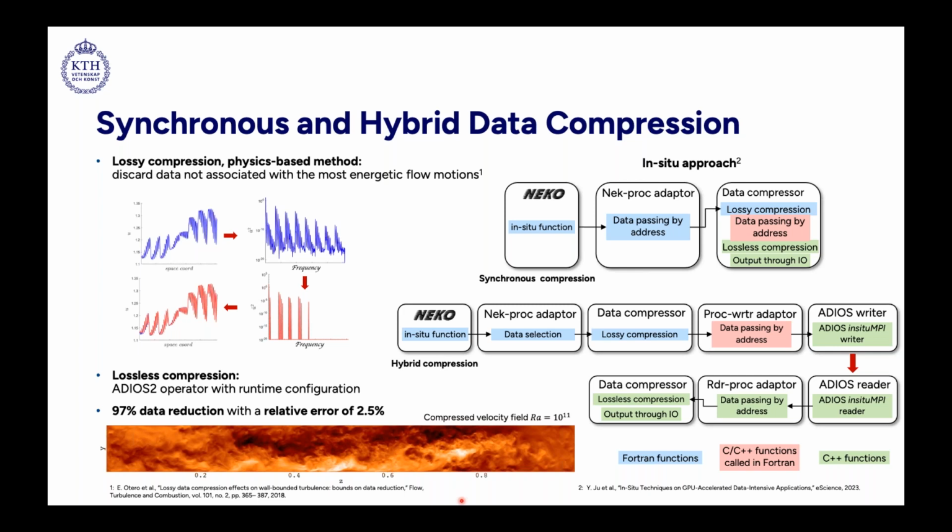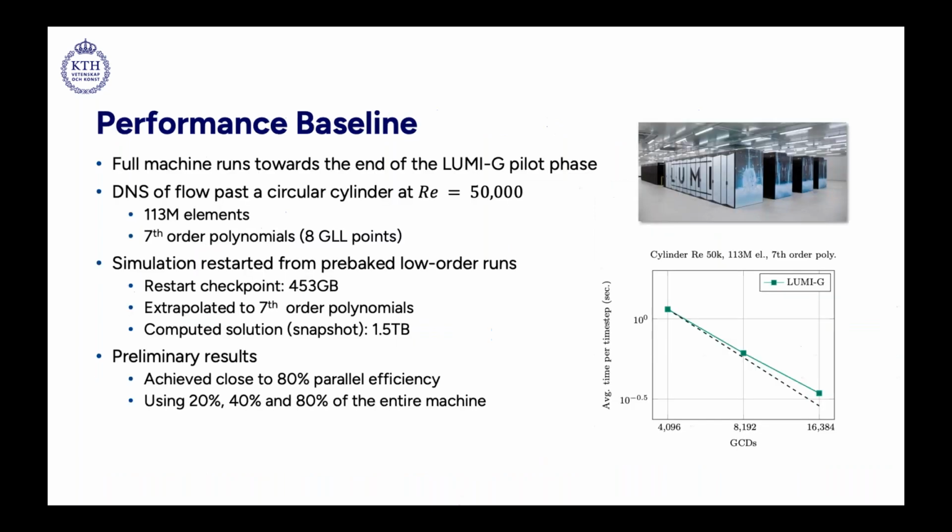Next thing we needed was to make sure that we can scale. So looking at the performance baseline, NEKO was part of the LumiG pilot. There we actually had run some full machine performance tests in the past. So we were looking at a mesh size of 100 million elements with 7th order polynomial. It's a lot of data. If you want to understand just one snapshot for this kind of problem size, it is 1.5 terabyte if you want to save it to disk for one time snapshot.